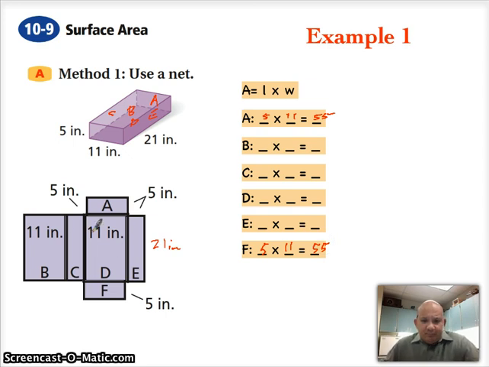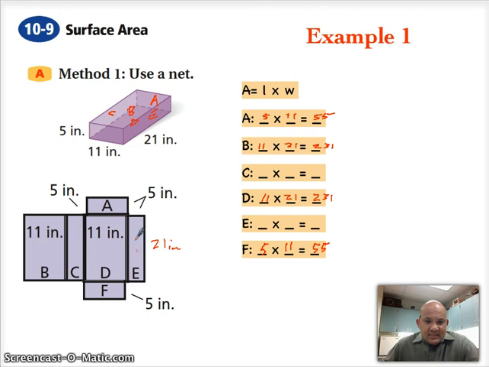Now we'll look at B. B is actually congruent to D as well. We've got this 11-inch side and this 21-inch side, so it's 11 by 21. And 11 times 21 gives us 231. Again, that works for D as well. So we have an 11 by 21 congruent rectangle. 231 is our answer.